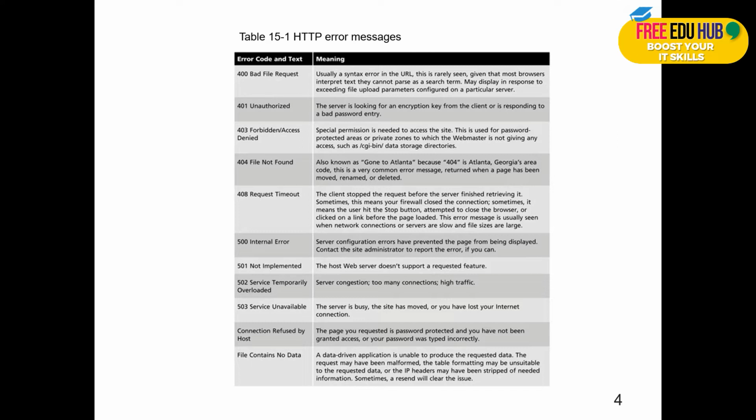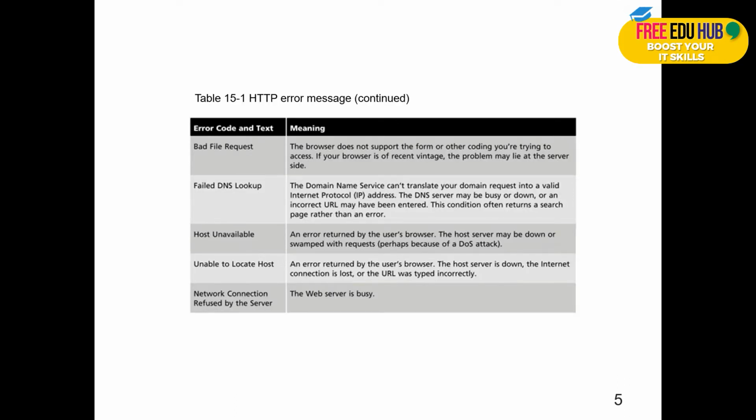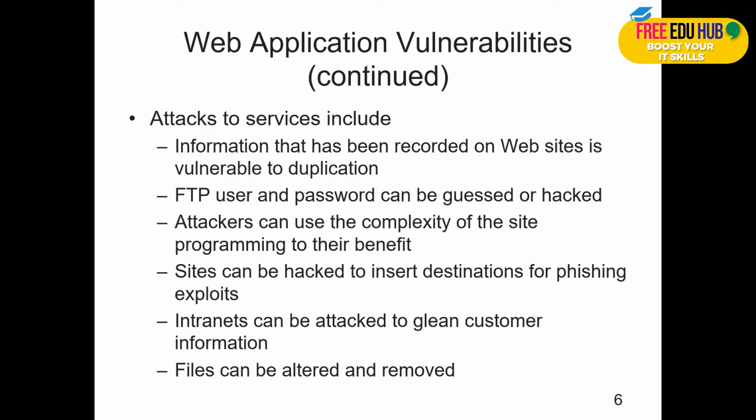Now, we do not always show the exact meaning of the error messages. In some cases, it's not recommended to show these kinds of error messages on screen. If your database is not reachable, the message should not give complete information about why, because sometimes these error messages expose the path of the database or the database itself which is being used in the back end. Examples include bad file request, failed DNS lookup, host unavailable, or unable to locate the host.